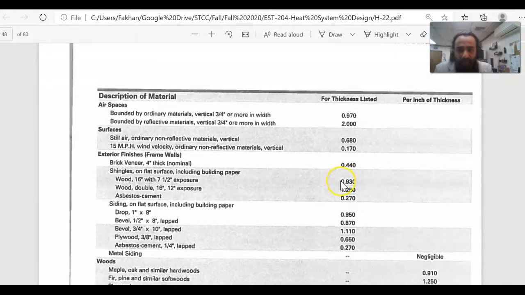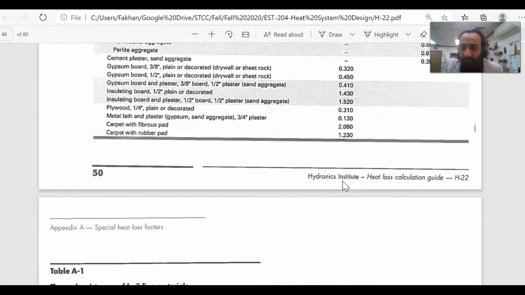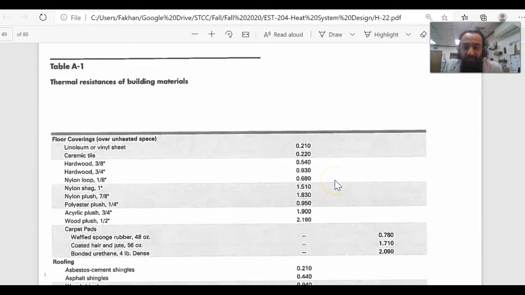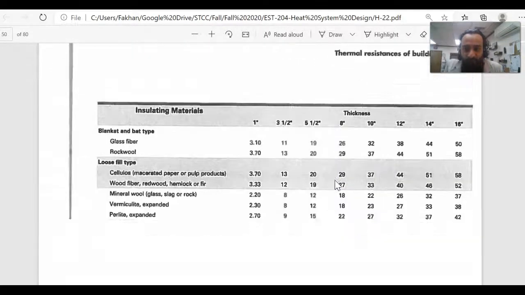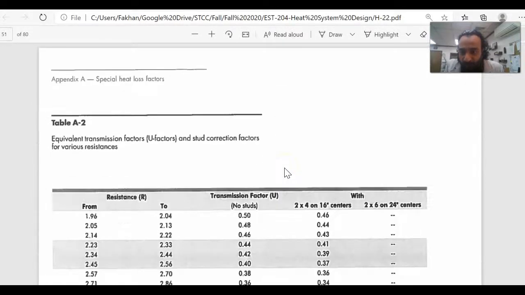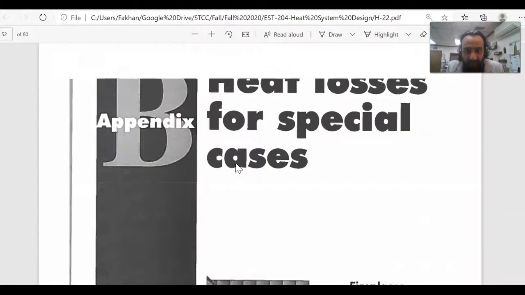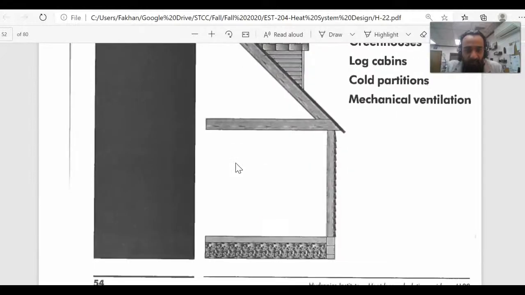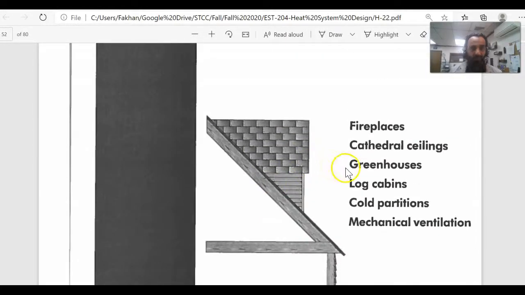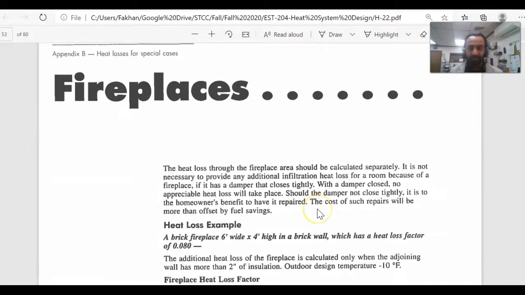So we did that. And here we have a lot of insulations and R values or thicknesses for many kinds of different material, and you'll have actually some in the residential energy book as well. More factors, and let's look, what is this? Transmission factor, stud correction factor, okay, another U factors. Heat losses for special cases. This is if you have a fireplace, how do you accommodate for that? Cathedral ceiling, greenhouses, log cabins, cold partitions, and mechanical ventilation. Let's touch base on these.